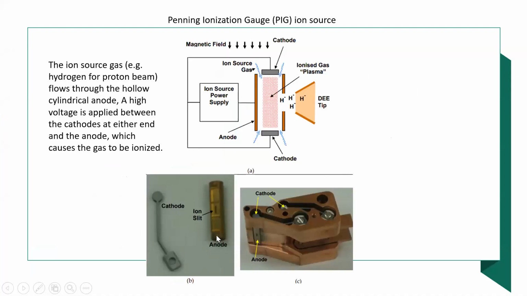So this is the ion source, much more picture of the ion source. You can see here the cathode and the anode. We get the ions from the gas that flows through the ion source, like hydrogen gas. Applying the voltage between the cathodes will ionize the gas, and then we will have the ions. This is a very simple way.